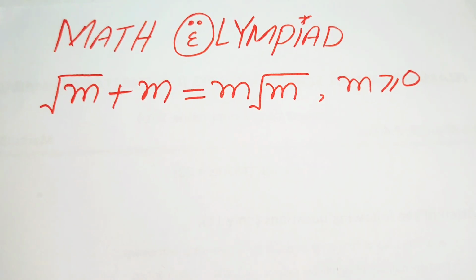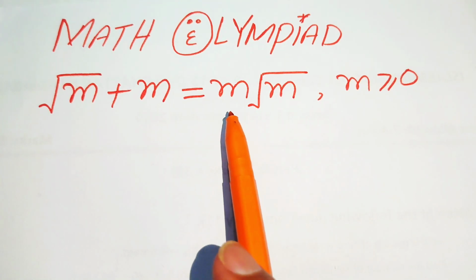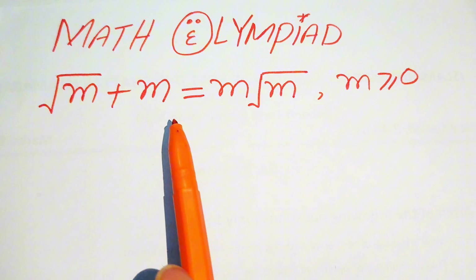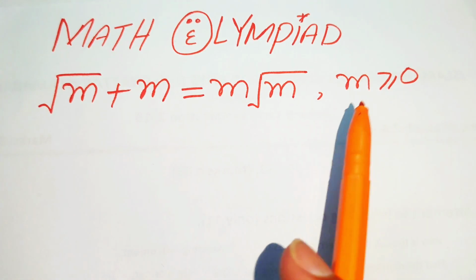Hello everyone, welcome to solve this math Olympiad algebra problem. Here we have square root of m plus m equals m times square root of m, and we solve this problem for the values of m. Here m is greater than or equal to 0.